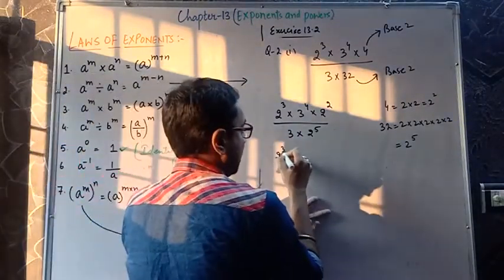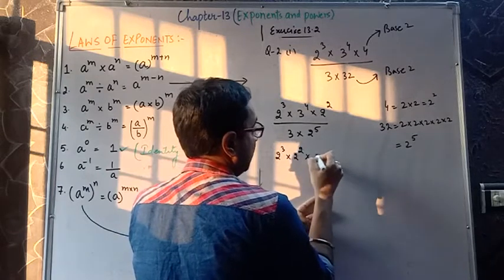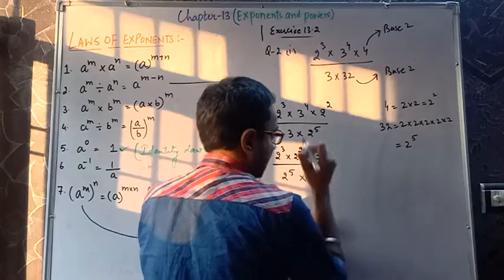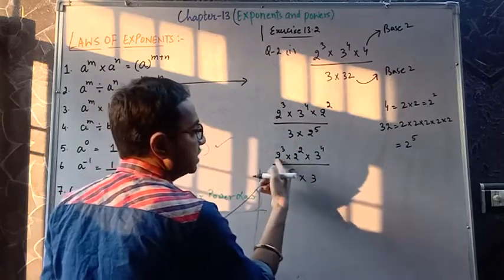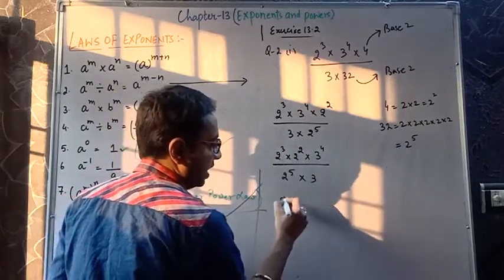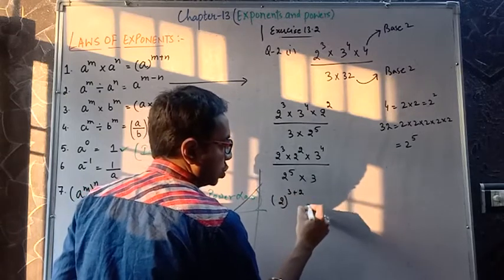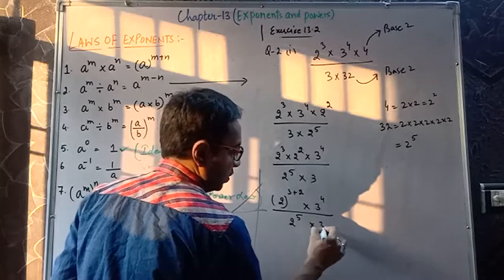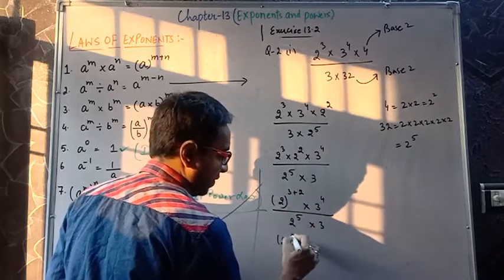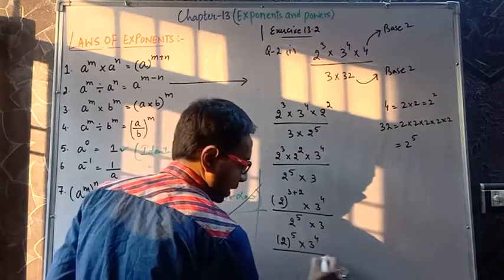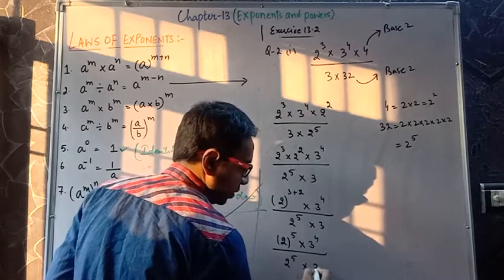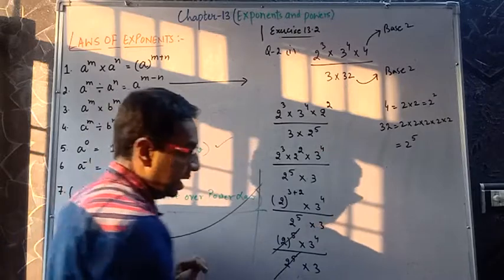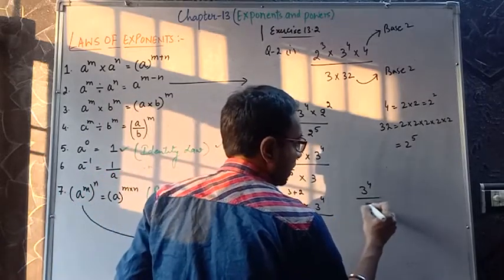We have 2 raised to power 3, 2 raised to power 2, 3 raised to power 4 upon 2 raised to power 5 and 3. Now bases are same, in multiplication powers are added. So 3 plus 2, 3 raised to power 4 as it is, and 2 raised to power 5 into 3. Now 3 plus 2, 2 raised to power 5, 3 raised to power 4 upon 2 raised to power 5, 3. 2 raised to power 5 cancels out because it is the same. Now we are left with 3 raised to power 4 upon 3.